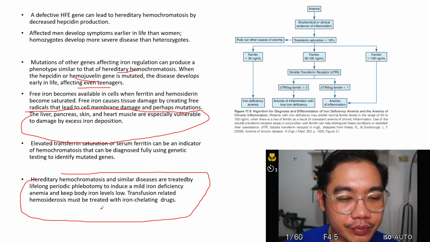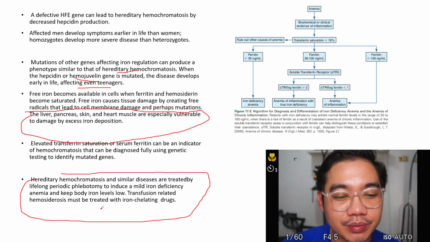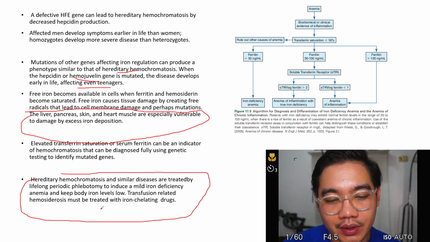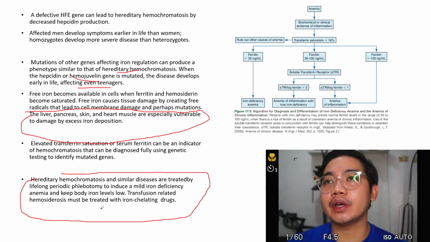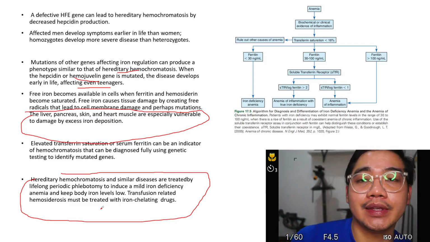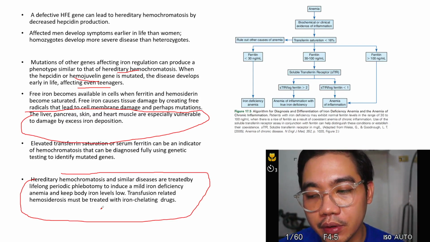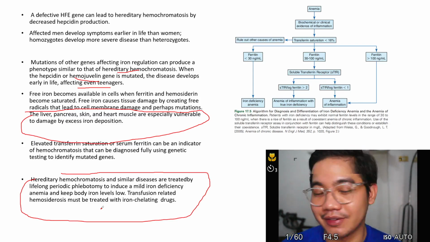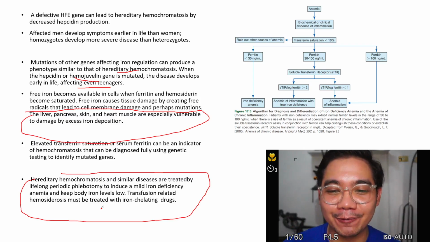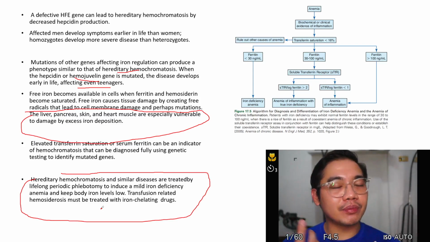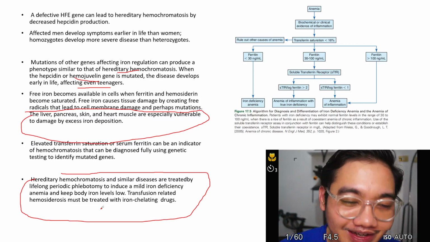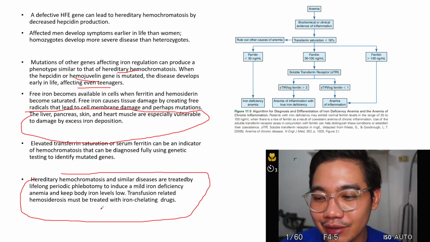Transfusion-related hemosiderosis must be treated with iron chelating drugs. One of the examples of our iron chelating drugs is deferoxamine. So the most common chelating agent in medtech is of course your EDTA.